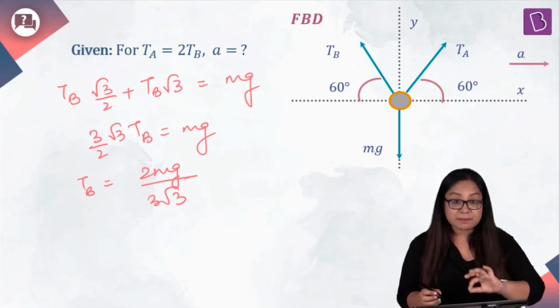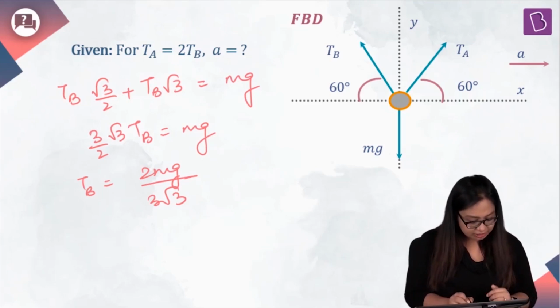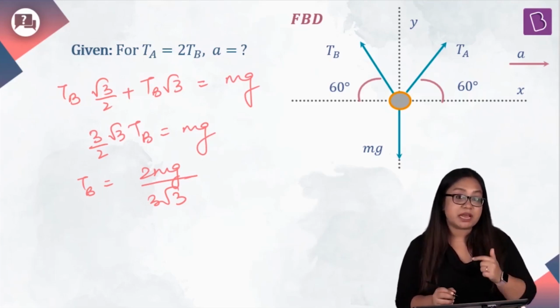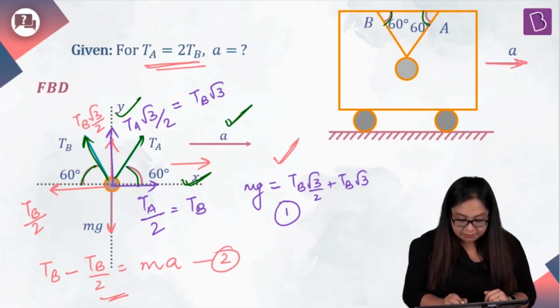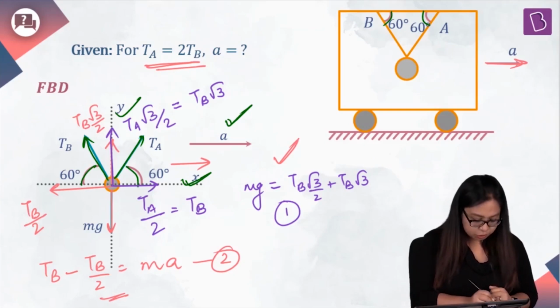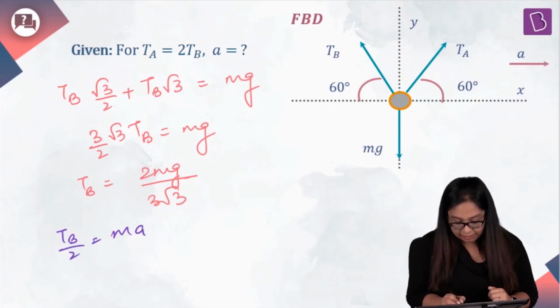Okay. TB we got. Now, using this, we can find out acceleration. We had TB minus TB by 2 is equal to mass into acceleration, right? I can see TB minus TB by 2 is half TB only. So, I can say TB by 2 is equal to MA. Acceleration will be equal to how much?